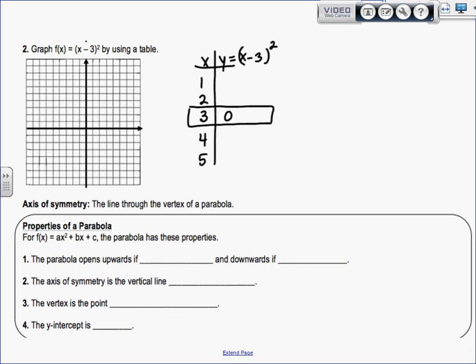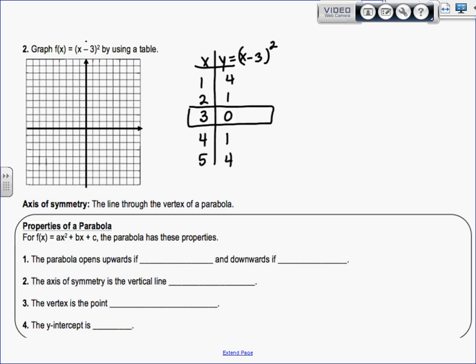So if I plug in 4, I get 1 squared, which is 1. If I plug in 5, I get 2 squared, which is 4. If I plug in 2, I get negative 1 squared, which is 1. And if I plug in 1, I get negative 2 squared, which is also 4. So see how it's kind of symmetric when you put it in the middle?